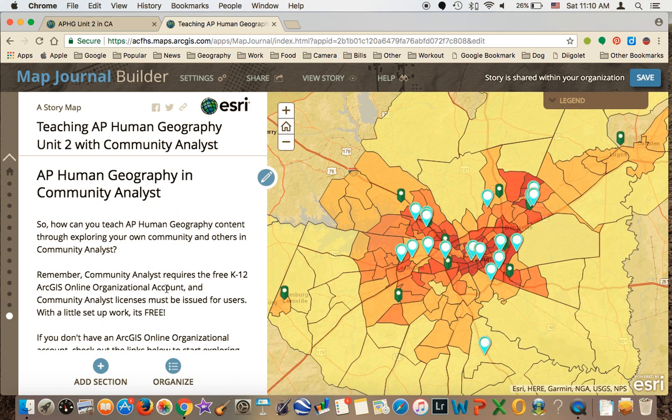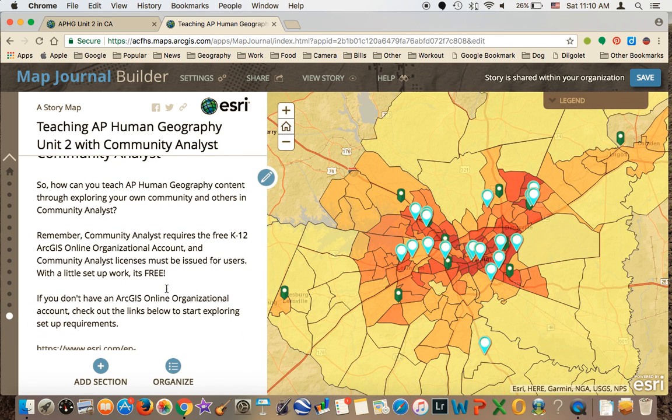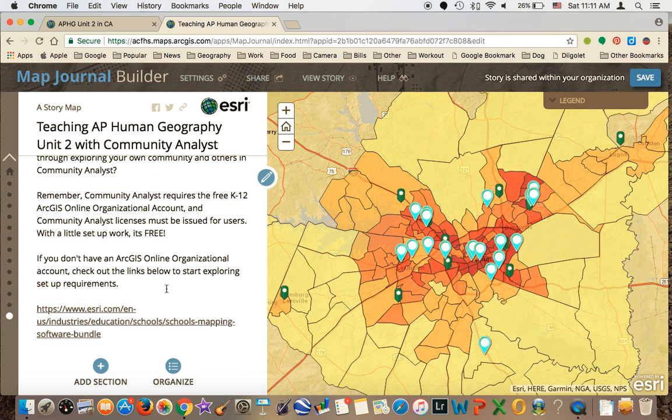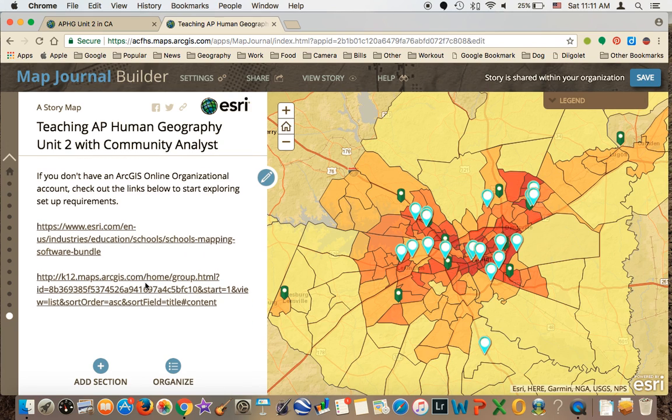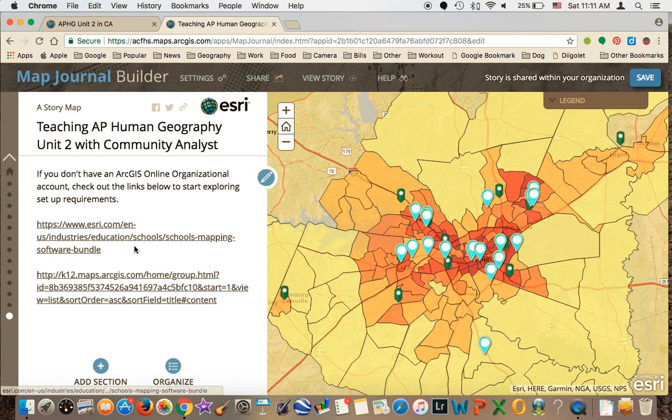So the question is, how can you teach AP Human Geography content? You can explore your own community and others in Community Analyst. Do remember, Community Analyst requires a free K-12 ArcGIS Online organizational account. And you do have to activate Community Analyst licenses for yourself as the teacher and for your students if you want them to use it. If you don't have an organizational account, check out some of the links in the story map. The story map you can find the link for, and definitely get on board with the organizational accounts. We've also got another link for a bunch of resources for teachers.